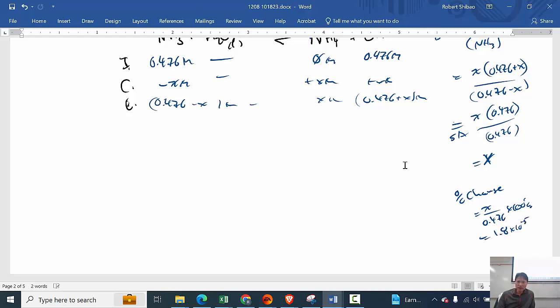And the change is 1.8 times 10 to the minus 5 divided by 0.476 times 10 squared percent. So what does that come out to? We could do order of magnitude also if it's really small, but 1.8 times 10 to the minus 5... Yeah, it's pretty small. 0.0037%. This is much, much less than 5%.